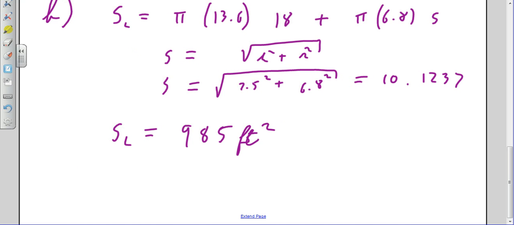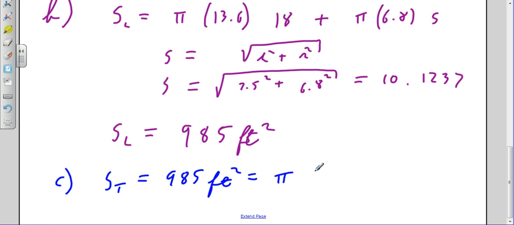And then for total surface area, I'm going to have to add the area of the circle on top. So surface area total, 985 feet squared plus pi r squared. And that doesn't really look too much like a plus sign, but we'll correct that before we go on. So I got that answer plus pi times 6.8 squared, and I end up with this total surface area of 1,130 feet squared.